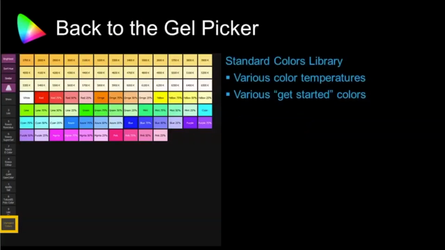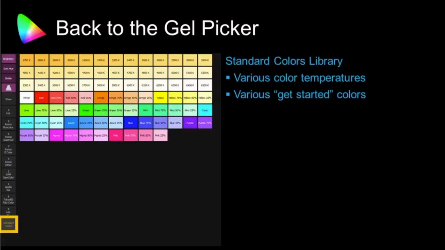Great. So let's go back to our gel picker. We kind of skated by it for a sidebar. Looking back at the tools, we've got a bunch of things. Your vertical ribbon that's going to be on the left-hand side of your gel picker has a bunch of different libraries. The standard color library gets you various color temperatures, and it gets you some get started colors. So a lot of people ask me when I'm out and about, when are we going to get global color palettes? This is kind of it, right?